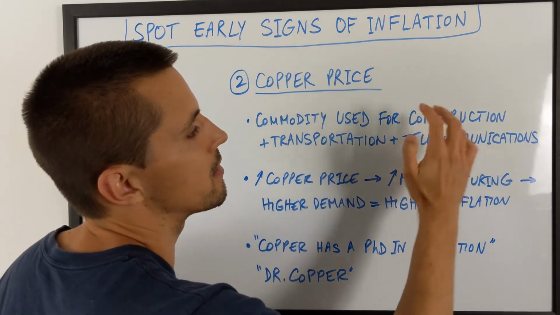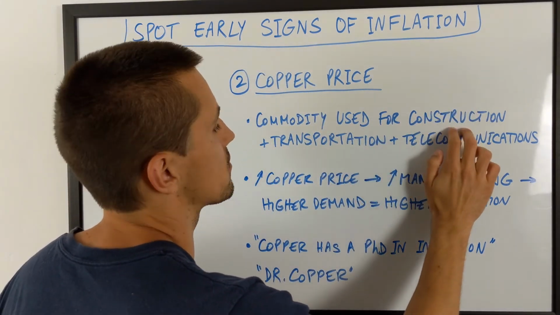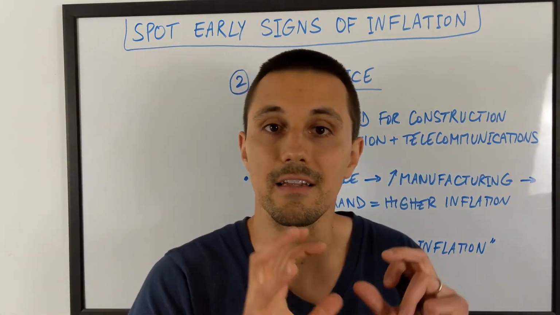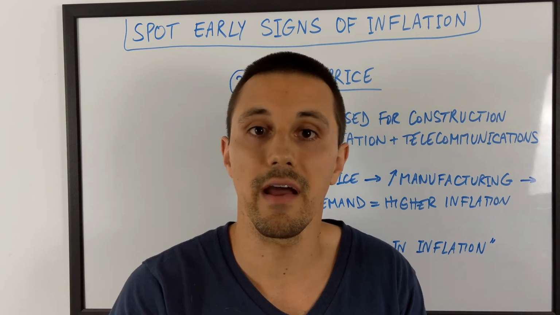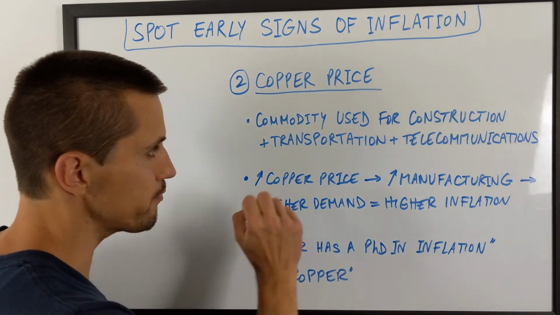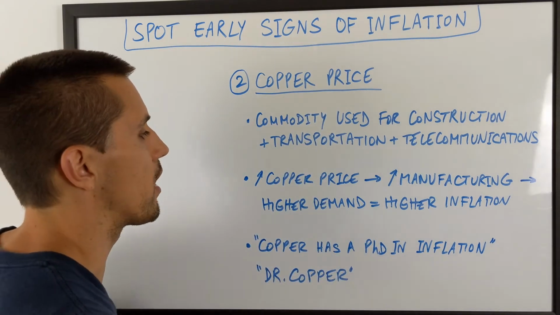First of all, copper is a commodity, and it's a great commodity, and that's why it's used in a lot of sectors such as construction, transportation, and telecommunications. So you see that it's used in a variety of sectors, so it plays a very big role as a commodity. What does it mean for us and for our inflation?